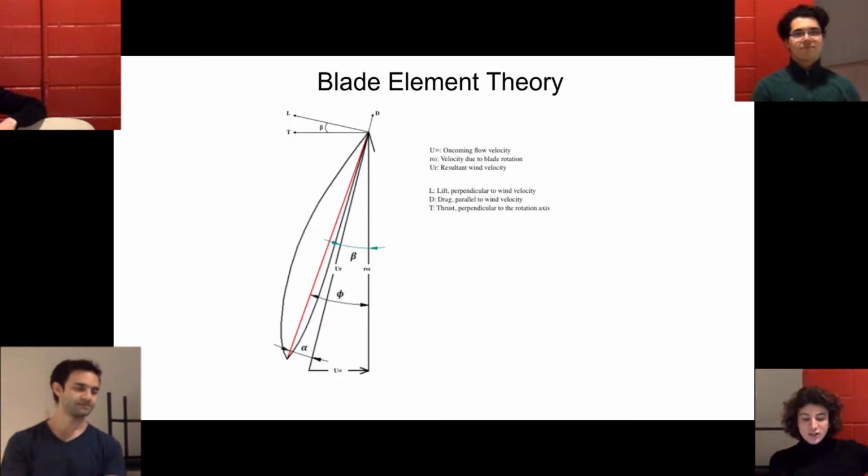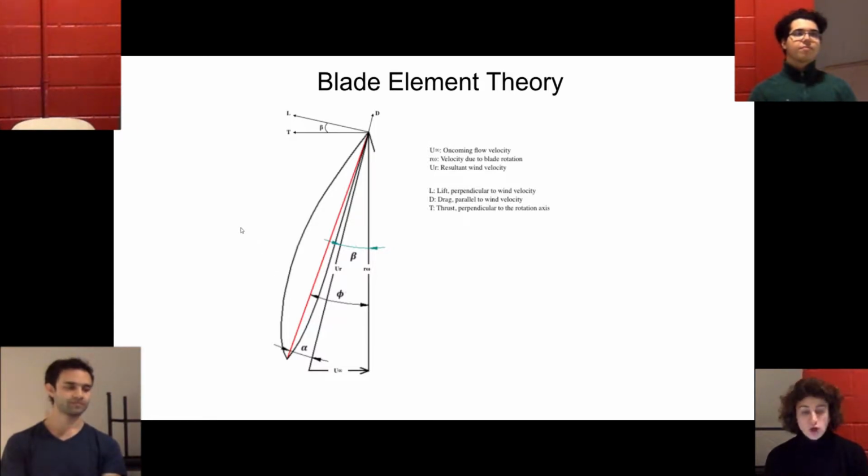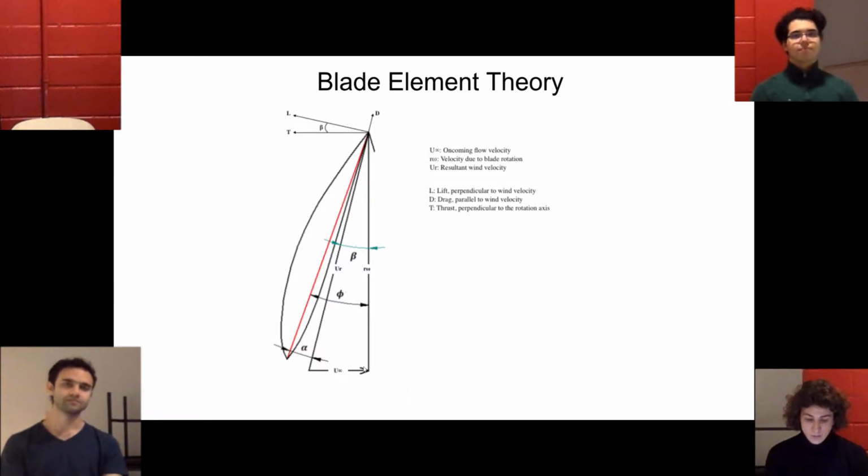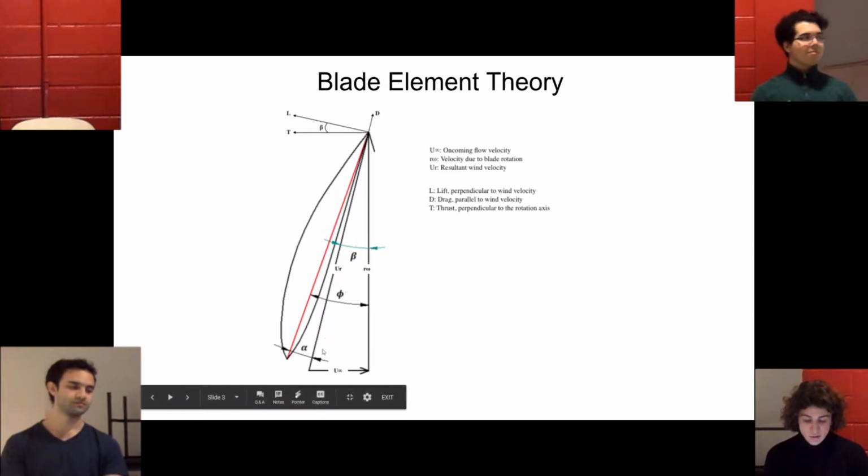Okay. So to generate our first design, we used the blade element theory combined with some data that we pulled out of the software XFLR. So in this slide, you can see a diagram of the basic geometry of blade element theory. As you can see, there's a velocity triangle, which is composed of the incoming flow velocity, u infinity. Then there's the velocity component due to the rotation of the propeller. And then there's the resultant velocity, which is u1.